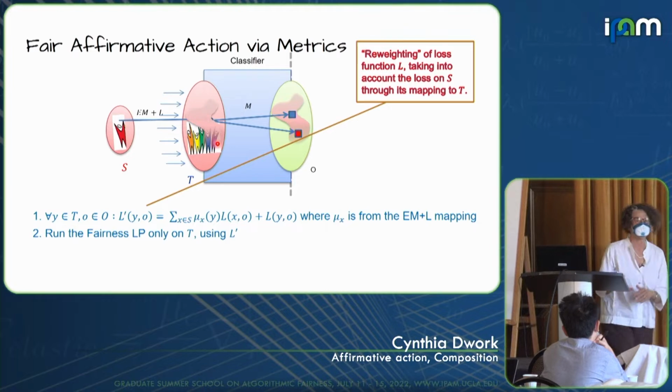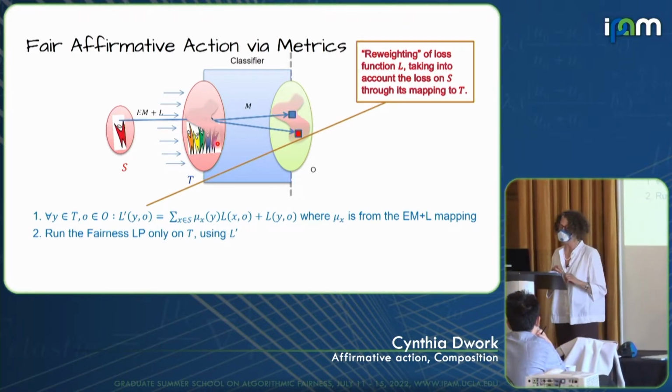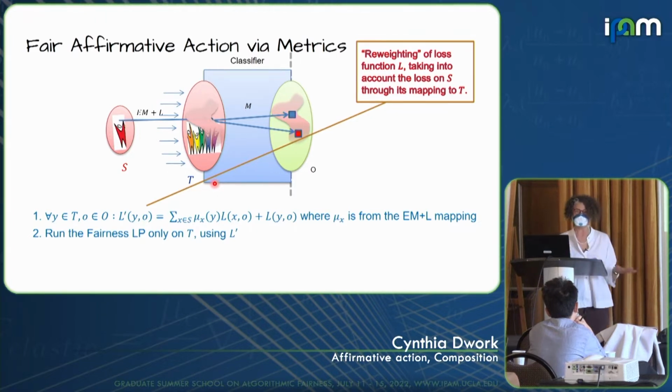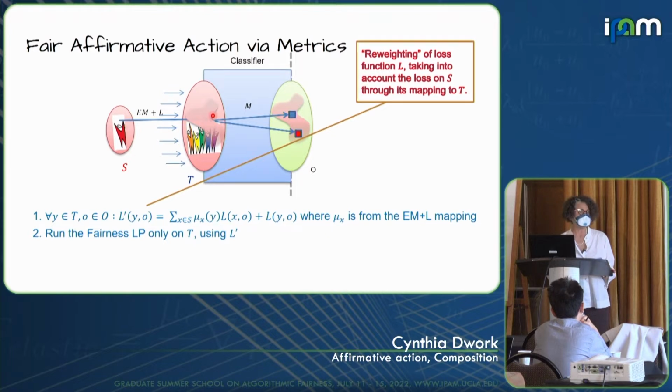So let me back up, because I think I got interrupted and missed one thing in the flow. What's the procedure here? We're going to somehow be mapping the guys in S to T, and then we are going to be using the old fairness LP to assign probability distributions on outcomes to the elements in T. That fairness LP had loss functions. We had assumed that there was some loss known for taking an individual V and mapping it to an outcome O.